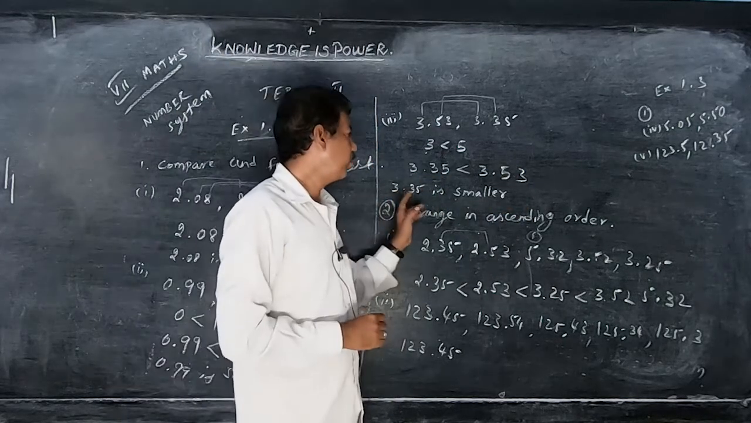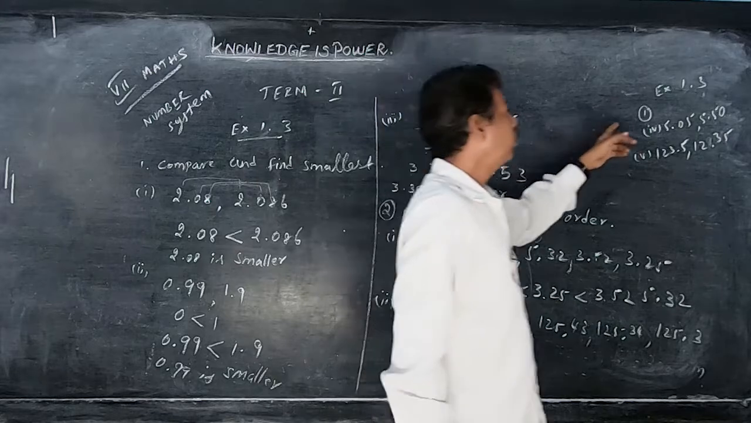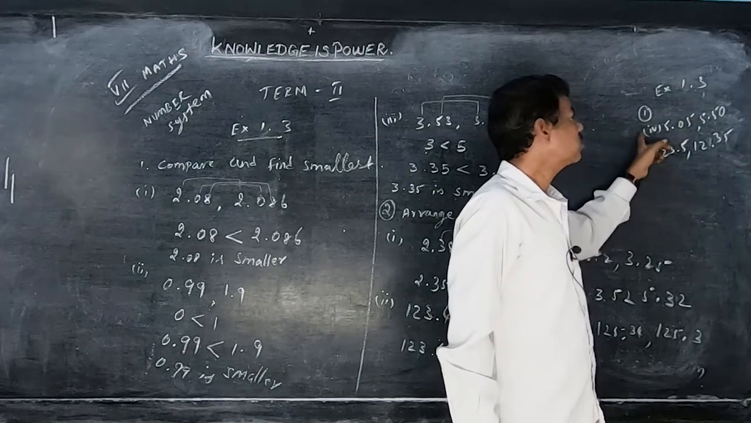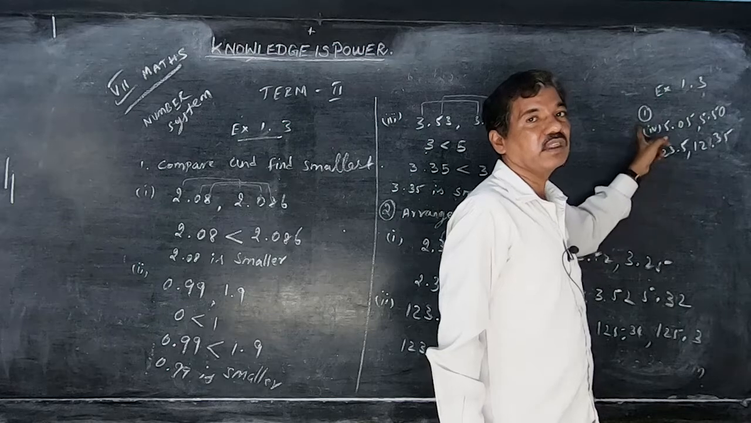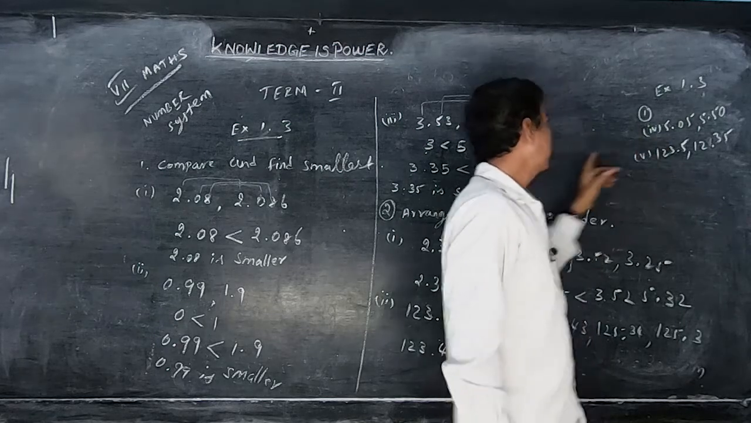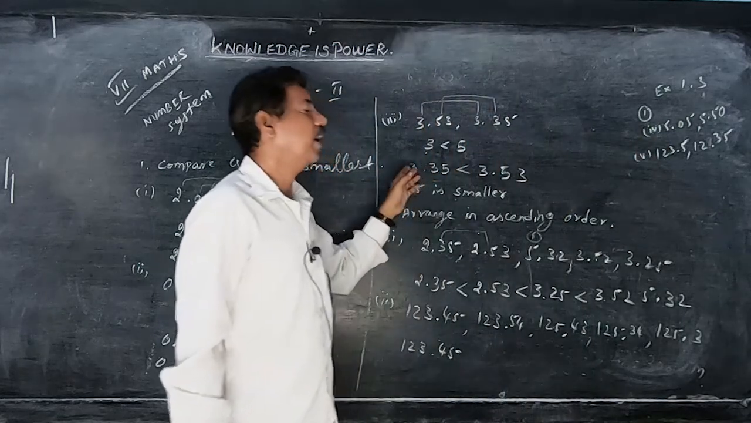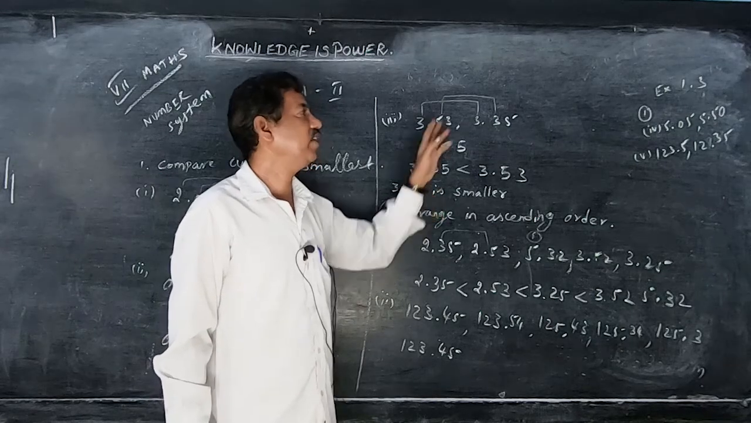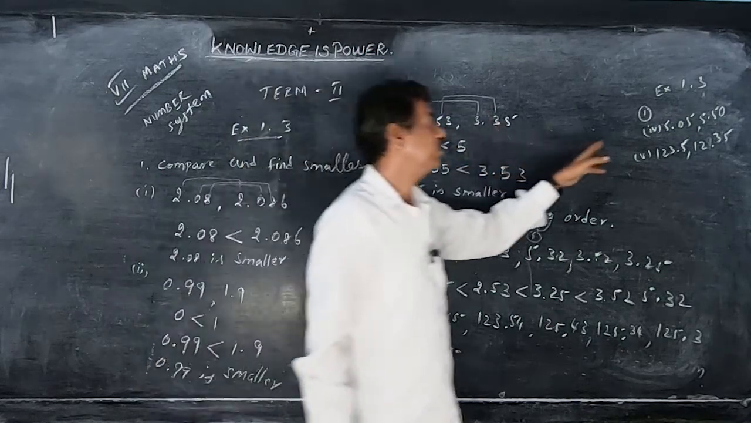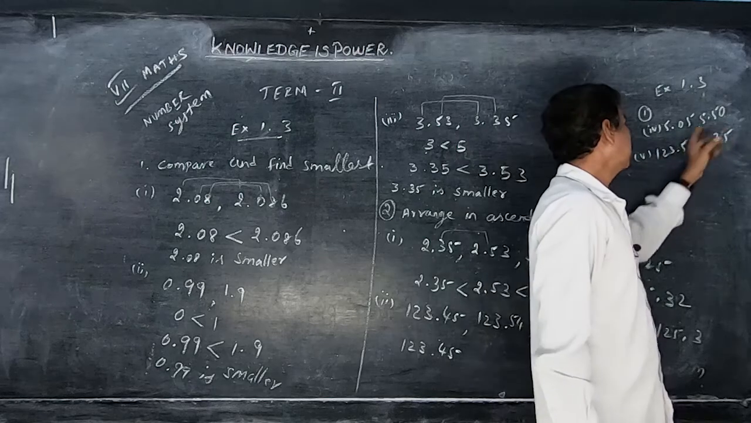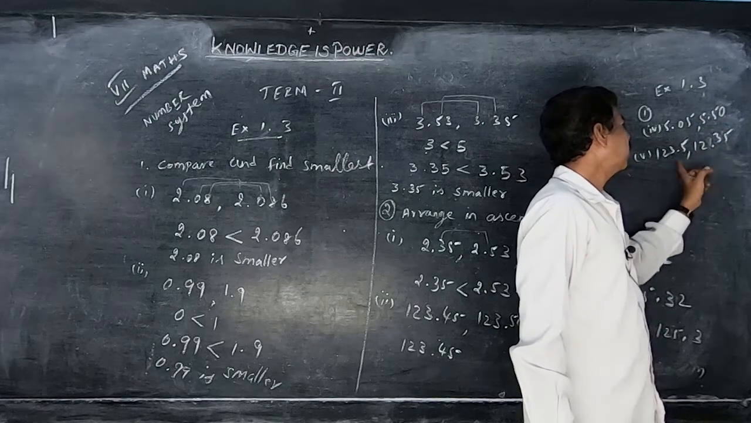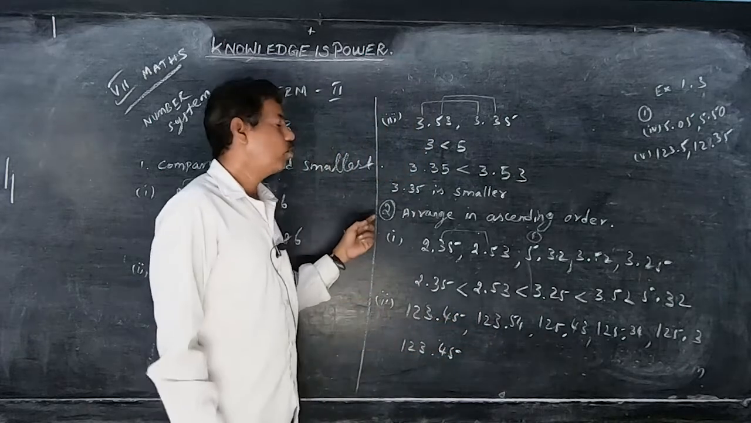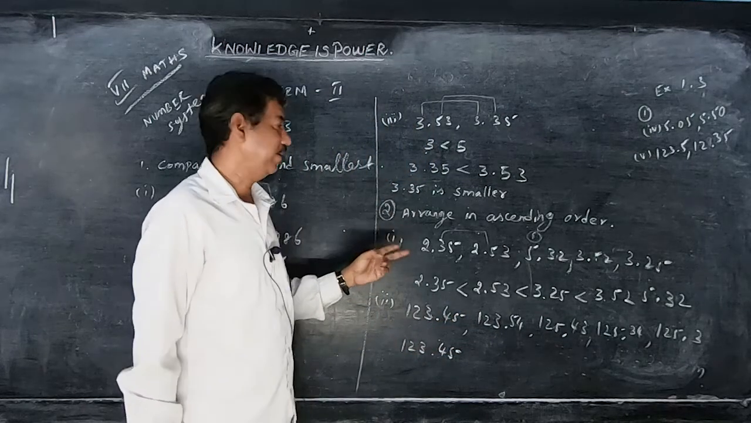Next, 3.35 is smaller. I told you to write that in exercise 1.3. First, these two sums are homework, that is Roman letter 4 and Roman letter 5. Can you understand that? Which one is smaller? From these two you have to write. Okay, next, move on to the second Roman letter.